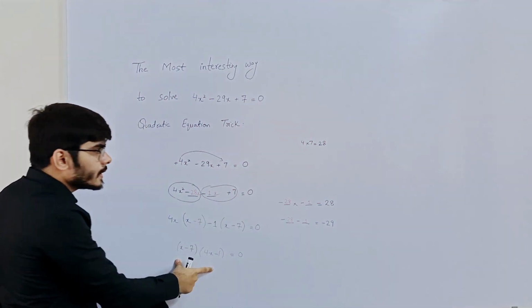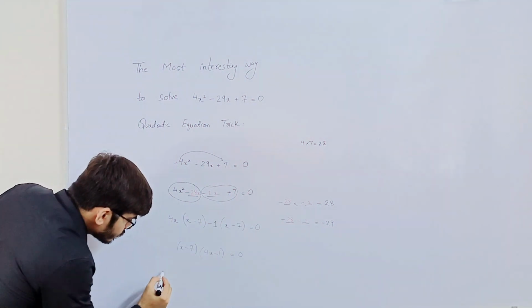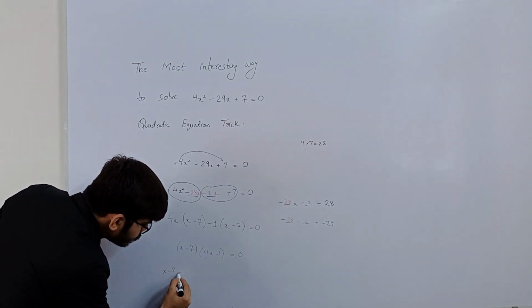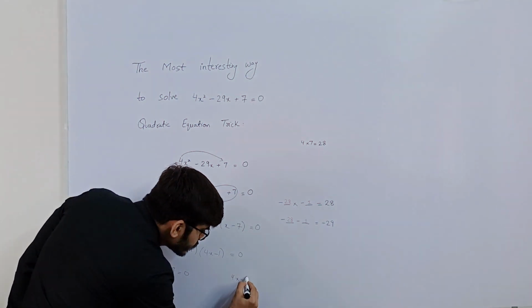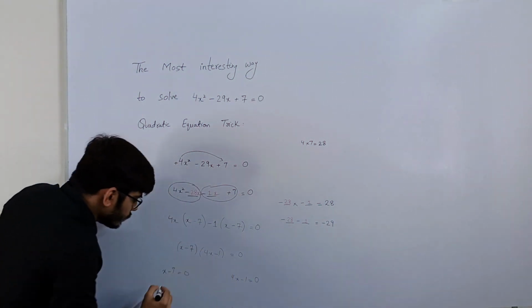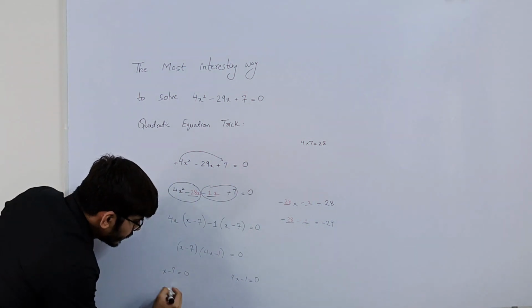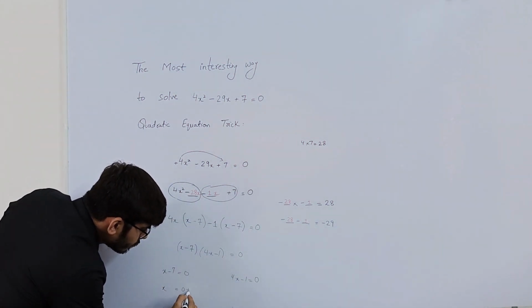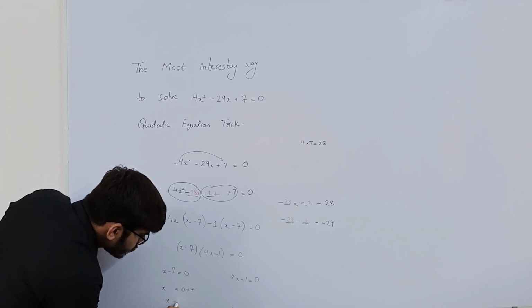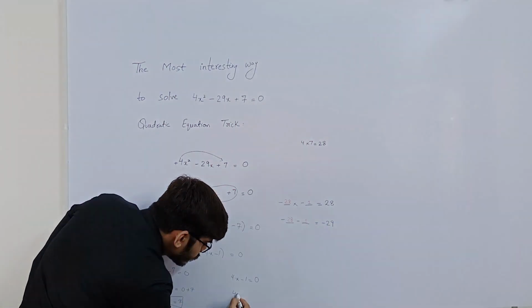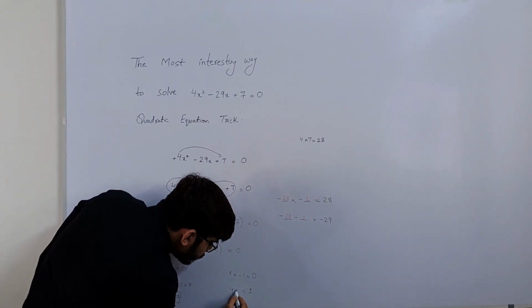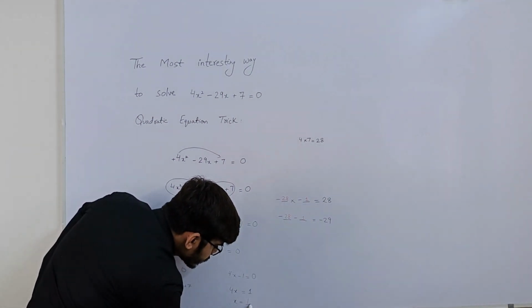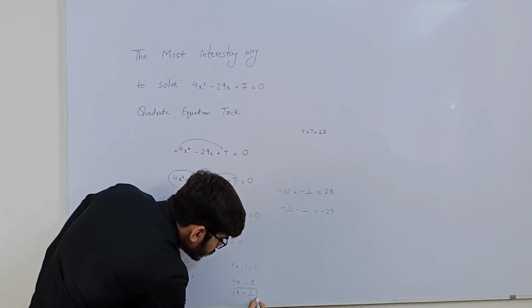But what we have to do instead is find out the value of x. So make these two brackets equal to 0. x minus 7 equals 0 and 4x minus 1 equals 0. Therefore, adding 7 on both sides, x equals 0 plus 7, which means x equals 7. And here you have to do 4x equals 1, 0 plus 1 is 1, and 4 is in multiplication with x, so on the other side it will divide, x equals 1 over 4.